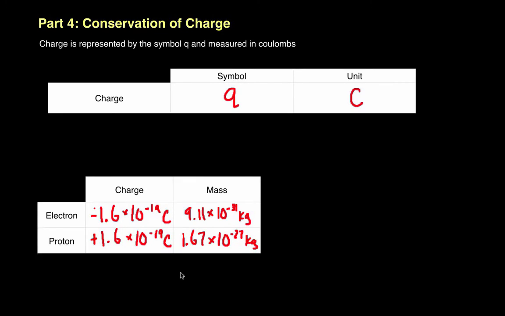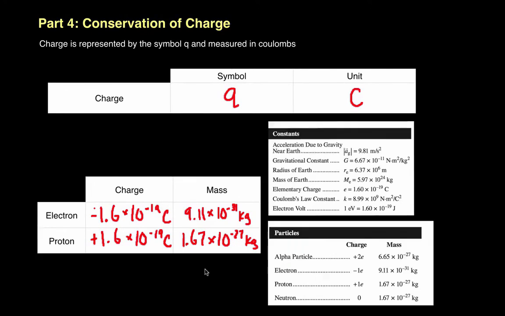You don't have to memorize these numbers. They're good to know, but they're found on your data table. In the constants section of the data table, it tells you the elementary charge, e, is 1.6 times 10 to the minus 19. And in the particles section of your data sheet, the proton is given as positive 1e, and the electron is given as negative 1e, and next to them are their corresponding masses.